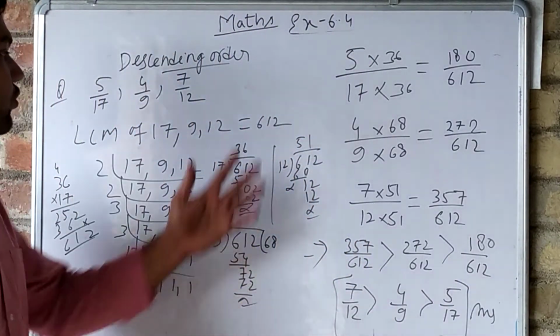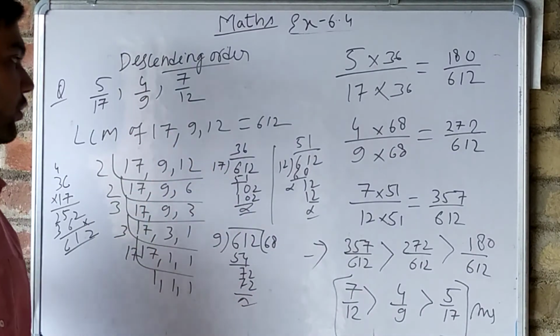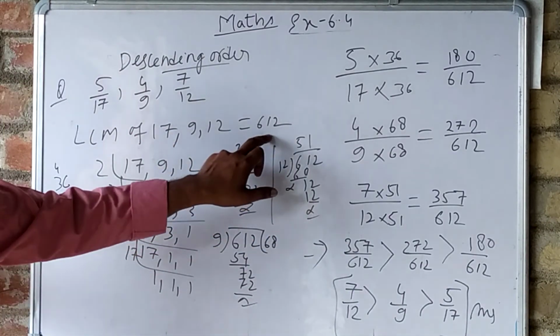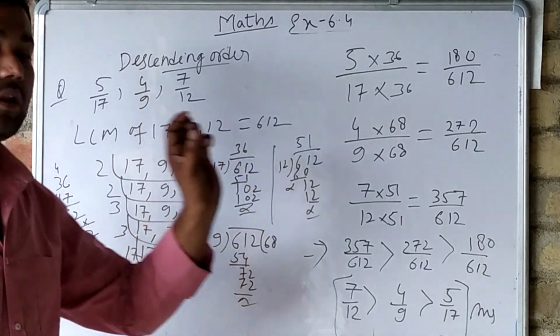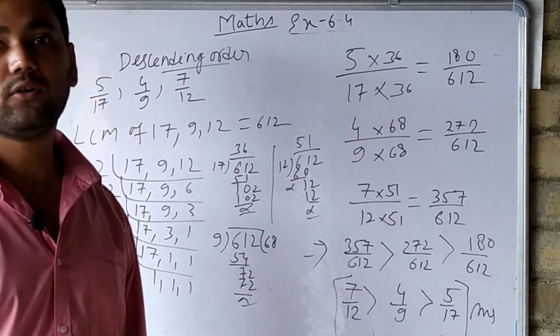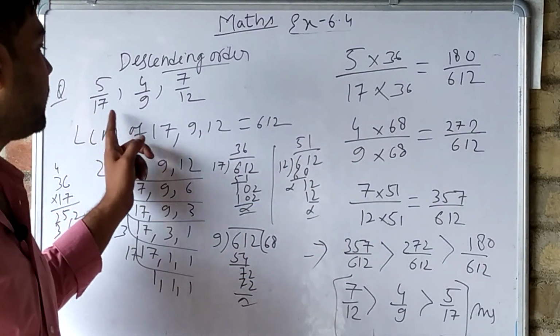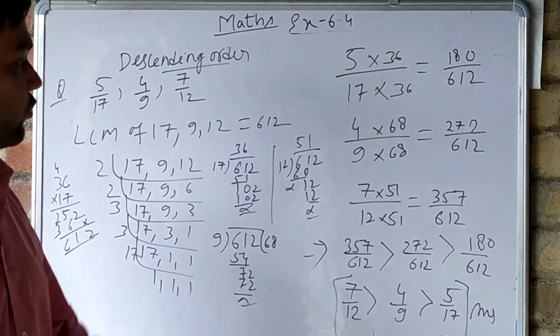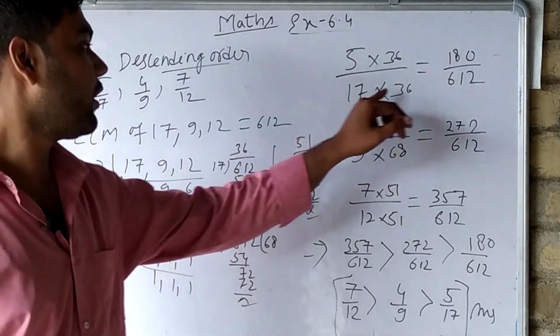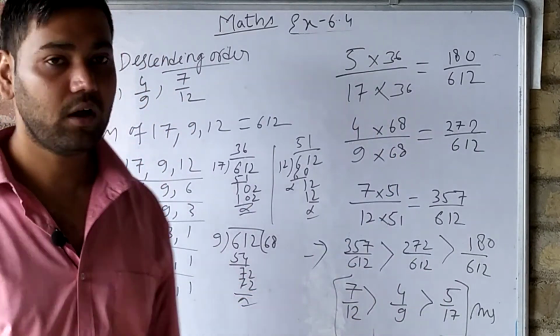So by this we do arranging in descending order. If the LCM is very big and you do not get the value by simply multiplying by 10, what we will do is divide the LCM by the denominator. So we will get the value by which we have to multiply. By this we have arranged in descending order.